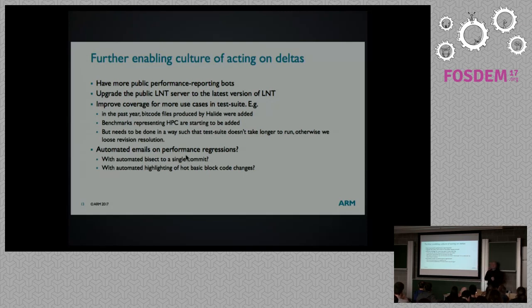And I think the holy grail is this: for correctness issues, we now have bots automatically emailing committers if they regress a correctness issue. We want to get to automated emails on performance deltas also. But you have to have a really high signal-to-noise ratio, so there have to be very, very few false positives. Otherwise, developers will just ignore the bot.